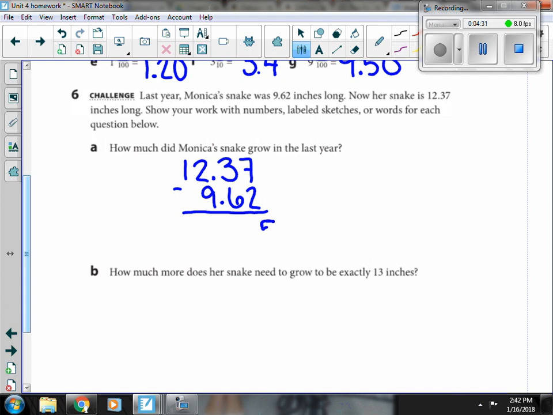7 minus 2 is 5. I can't take 6 from 3, so I borrow. 13 minus 6 is 7. From 1, so I need to borrow. Minus 9 is 2. And there's a 0, and that decimal point goes straight down. So she grew 2 and 75/100 inches.